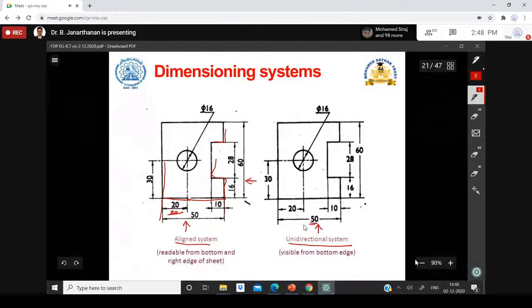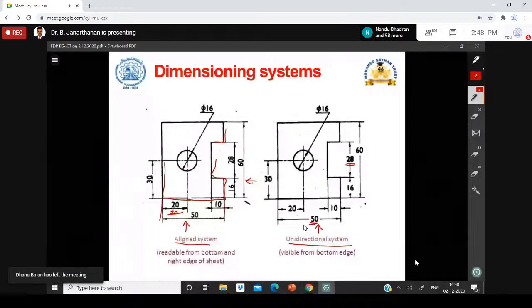Here this 28 can be read from the bottom of the drawing sheet. As opposed to this aligned system, where we will put this 28 in this direction. You can follow any one of the systems, but you have to be consistent in following either the aligned system or the unidirectional system of dimensioning.